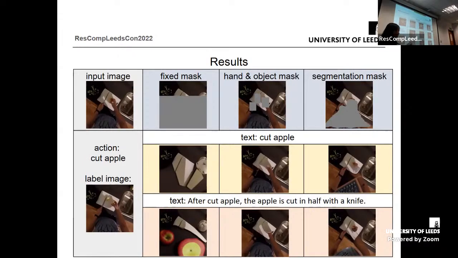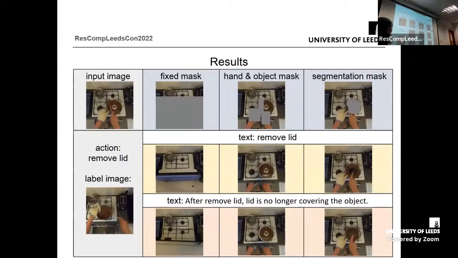After cut apple, the apple is cut in half with a knife. You can see the cut apple and also the hand and the manipulated environment. And here is another example about remove lid. The best performance is here with this text description, after remove lid is no longer covering the object. Although the shape is not perfect, it's because of the segmentation area; you see that the shape is not totally round with the pot shape, but you can see that the model is trying to remove the lid.